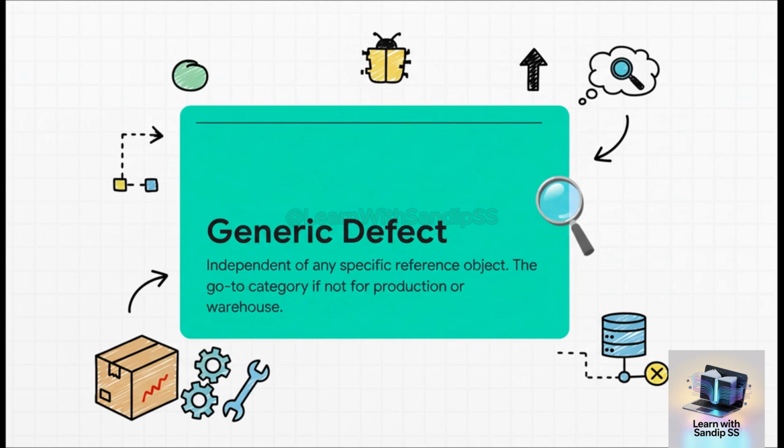And finally, what about everything else? For any issue that doesn't fit neatly into the production or warehouse buckets. Well, that's where the super versatile generic defect comes in. It's not tied to a specific reference object, which makes it the perfect catch-all tool for those other random problems.